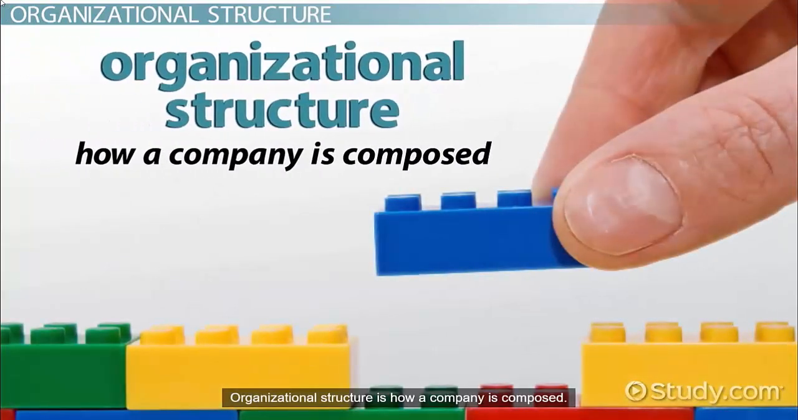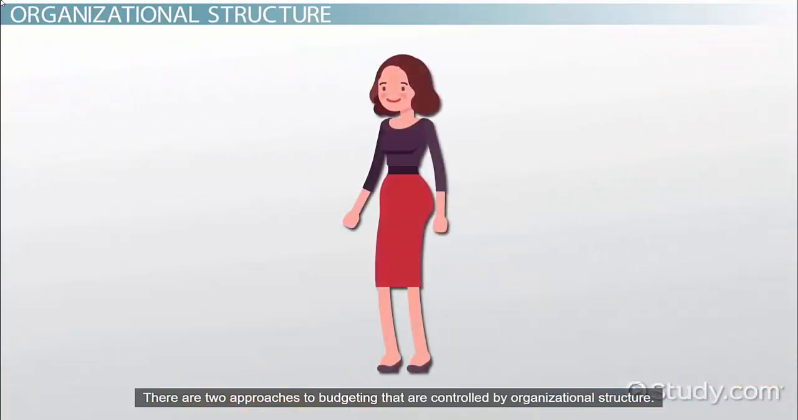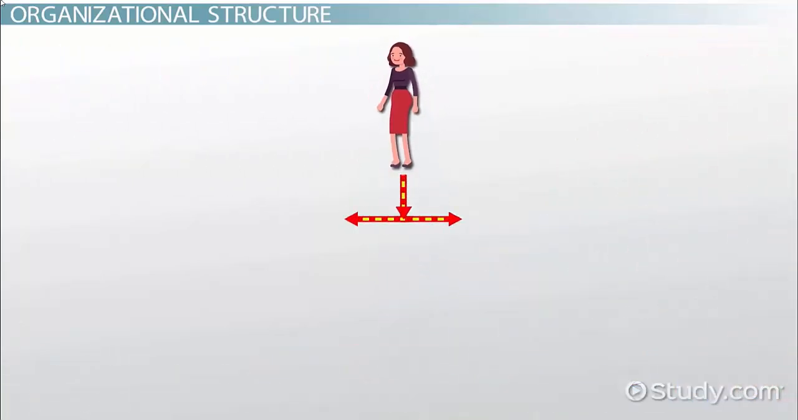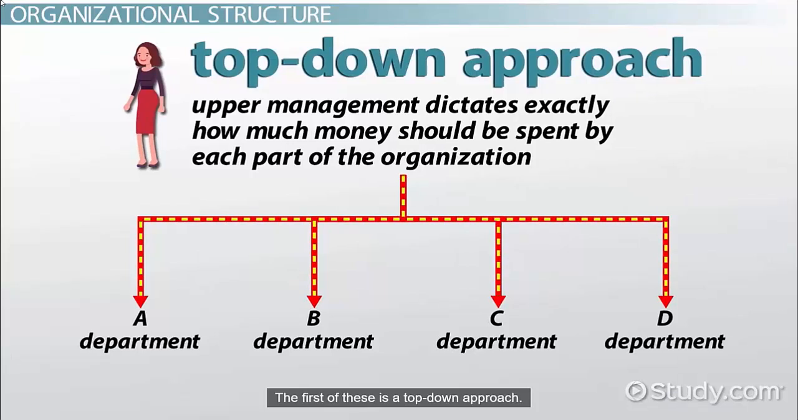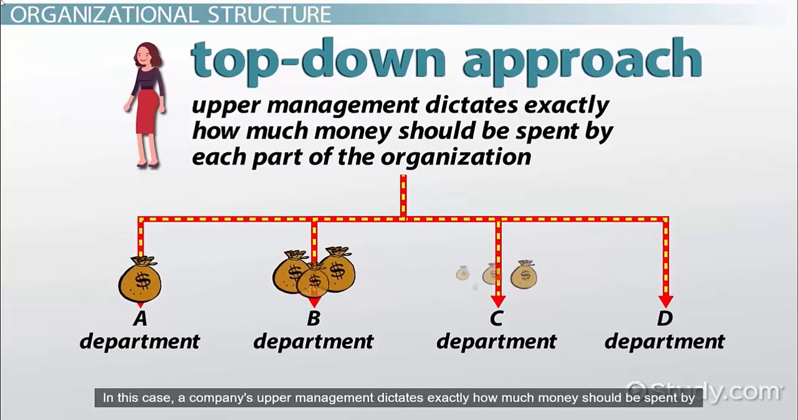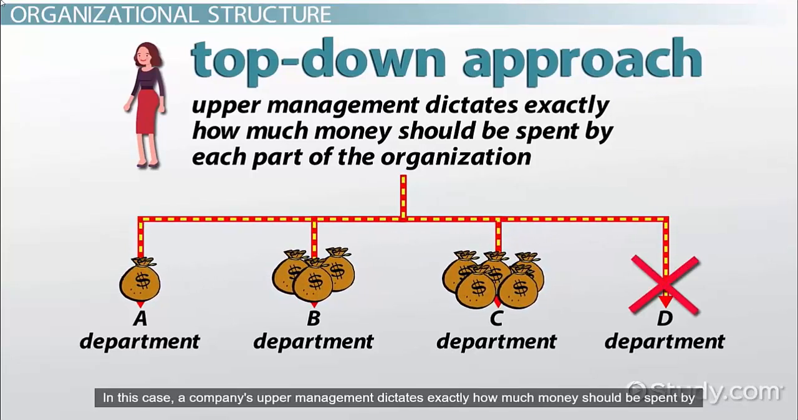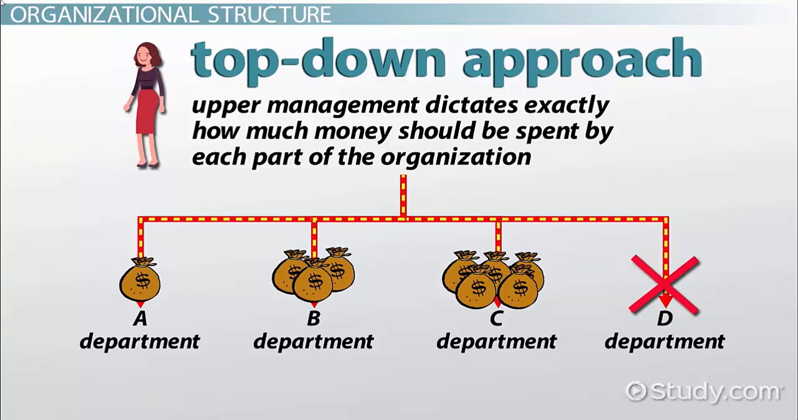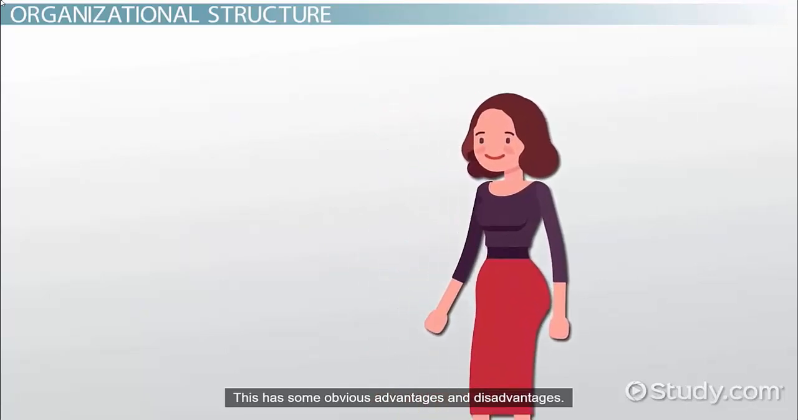Organizational structure is how a company is composed. There are 2 approaches to budgeting that are controlled by organizational structure. The first of these is a top-down approach. In this case, a company's upper management dictates exactly how much money should be spent by each part of the organization. This has some obvious advantages and disadvantages.